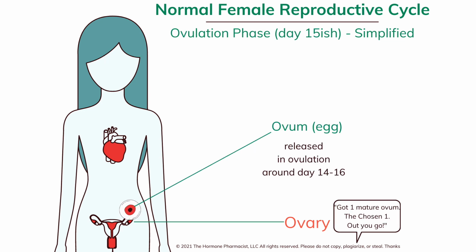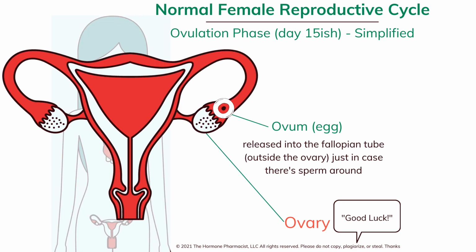Now, ovulation happens, as I mentioned, around day 15. That's when an ovum, or a mature egg, is released. The ovary says, "Okay, I've got 1 mature ovum. I'll call it the chosen one, and it's time to release it. Out you go." When the ovum is released from the ovary, it goes out into the fallopian tube. It's located just outside the ovary, and it goes to the fallopian tube just in case there might be some sperm around. The ovary says to the egg, "Good luck."